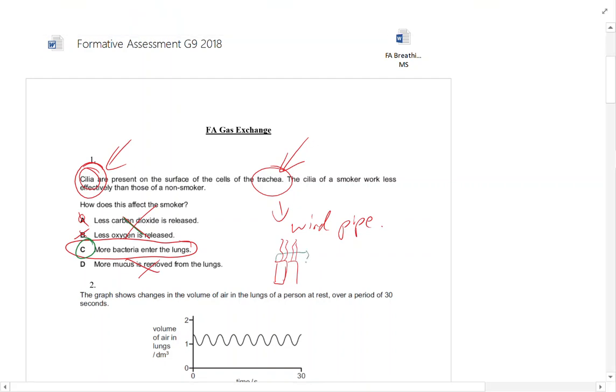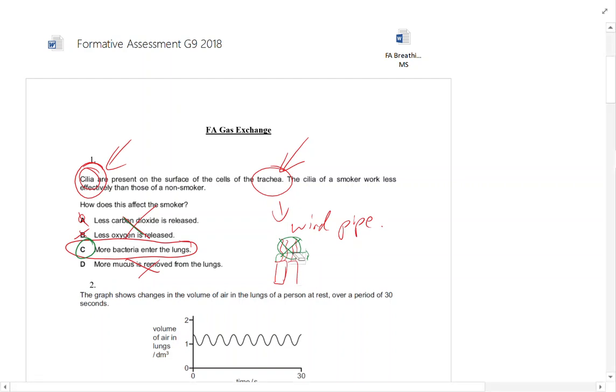So the mucus layers like this. If these are damaged, the mucus layer just stays put. Now, if the mucus layer stays put, then more mucus can't be removed out of the lungs. So just to clarify, when the cilia are damaged, they can't move the mucus effectively. And that only leaves answer C, which is more bacteria will enter the lungs.